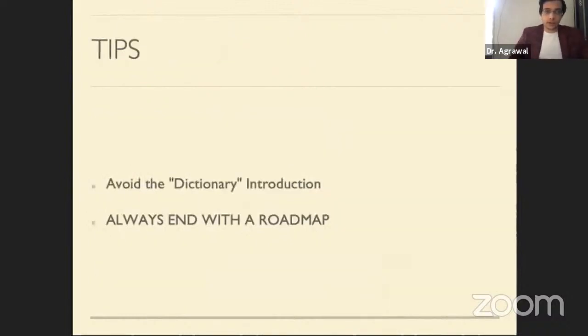Some tips: avoid the dictionary introduction. This again is not an essay. It's not a blog article. It's a research article. So don't say Merriam-Webster or Oxford Dictionary defines orthopedics as the study of blah blah blah. It's advisable not to do that.